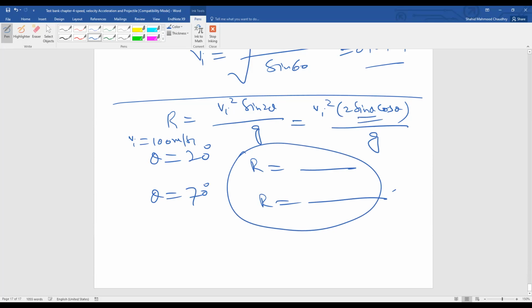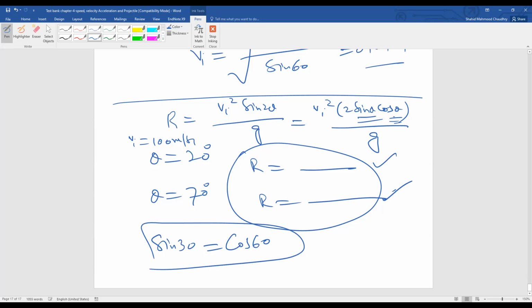This is due to the sine and cosine of the angle. Some values of sine are equal to cosine values. Like, you know that sine of 30 is equal to cos of 60. That's why this range will be equal. Remember this one, this is important. Okay, so this is all about the projectile motion problems which I have discussed with you.